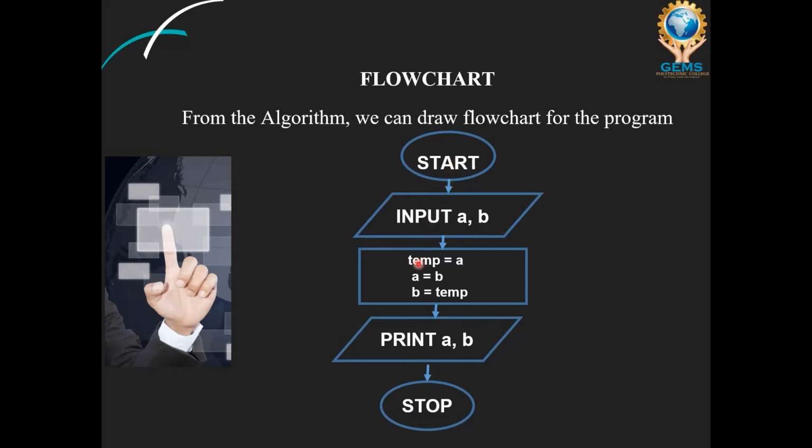Then temp is a third variable we are using. So temp holds the value of a. Now a is holding the value of b. Now b holds the value of temp. So finally b holds the value of a, right? Because temp has the value of a, then finally b equals temp. That means the value of temp is held by b here. Now print a and b, stop the program. So these are the flowchart symbols we are using to represent our algorithm. Now we will see the C program, how it works.